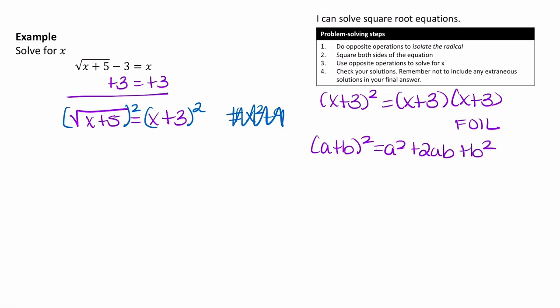Okay, so if I use that, this right side is going to turn into x squared, right? Because a is x. 2ab is going to be 2 times the product of these terms. So I have 2 times 3 times x. So that's going to be plus 6x.